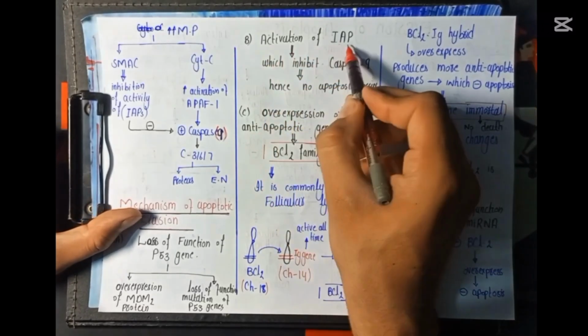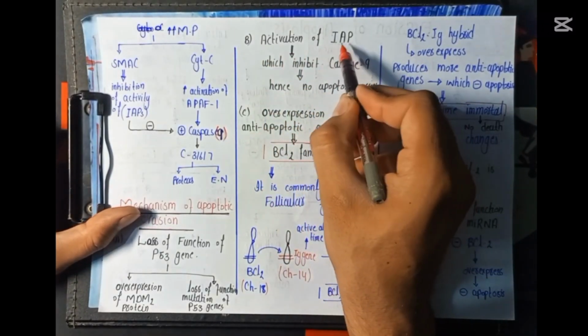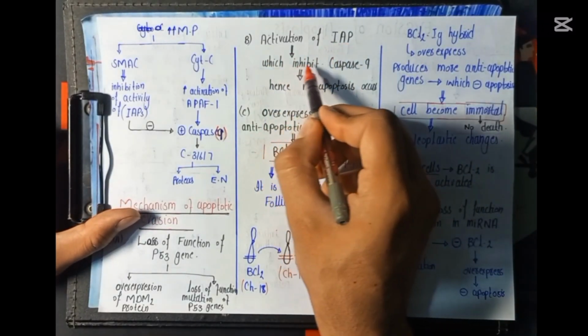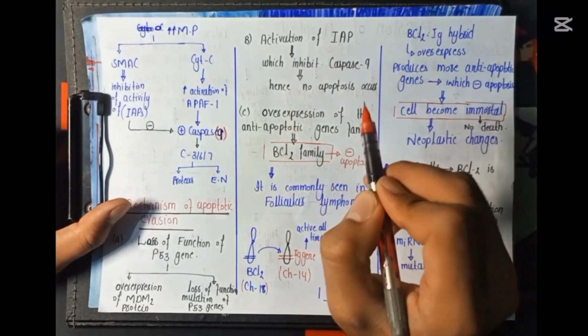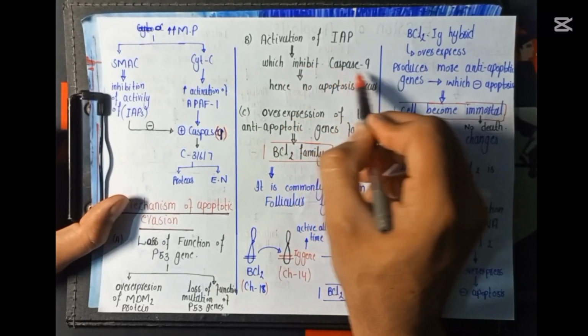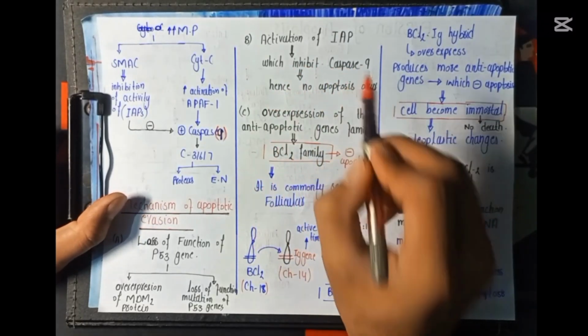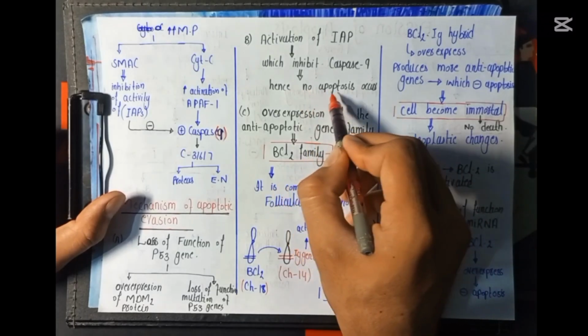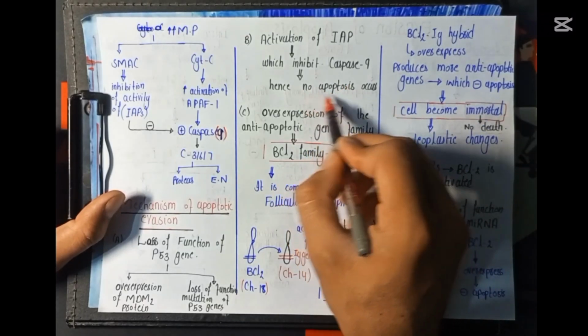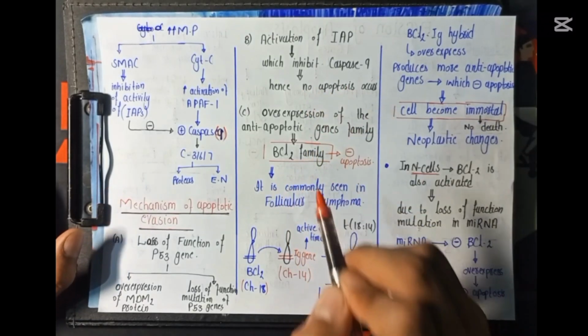The second one is activation of the inhibitor of apoptotic protein. These inhibitor of apoptotic proteins bind with caspase 9 and inhibit caspase 9. And when caspase 9 is inhibited, there will be no apoptosis. And when apoptosis is inhibited, the cell becomes immortal and will lead to neoplastic changes.